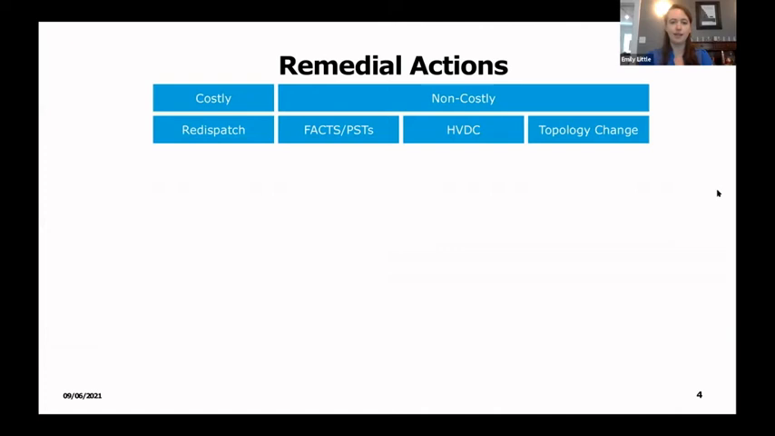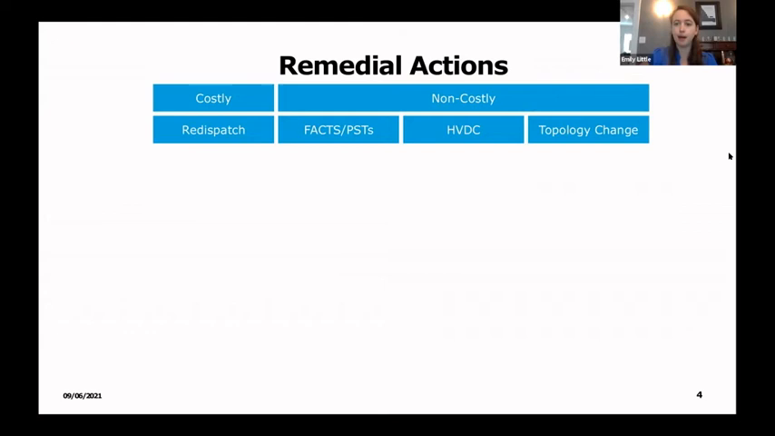So when we talk about remedial actions, we're talking about a few different things. We have some costly actions, which is notably redispatch, where we change the generation closer to real time. But then we also have many non-costly actions, such as phase shifting transformers or HVDC lines where we can control the flow. And I'm going to focus a lot on topology changes in this talk.